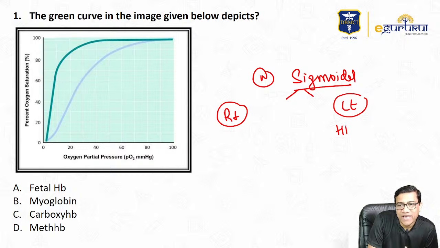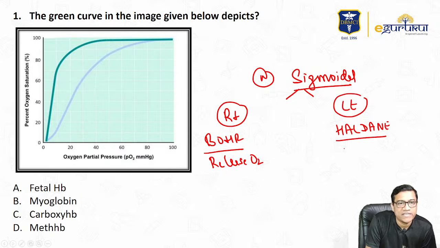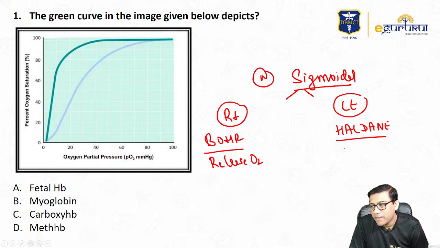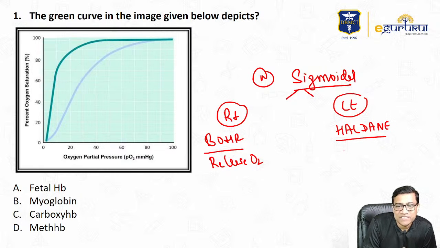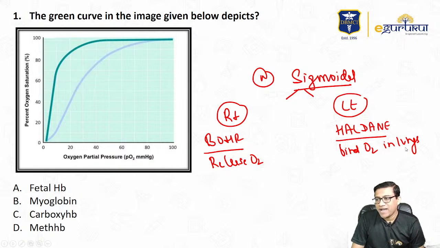Left is called the Haldane effect and right is called Bohr, and Bohr causes decreased affinity and release of oxygen, and the Haldane causes this. And this I told in each and every session, that it is 100% sure in any exam. And this is your binding of oxygen in lungs. So lungs will see the Haldane effect.